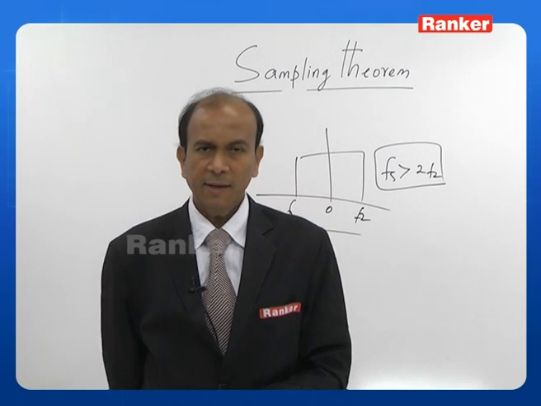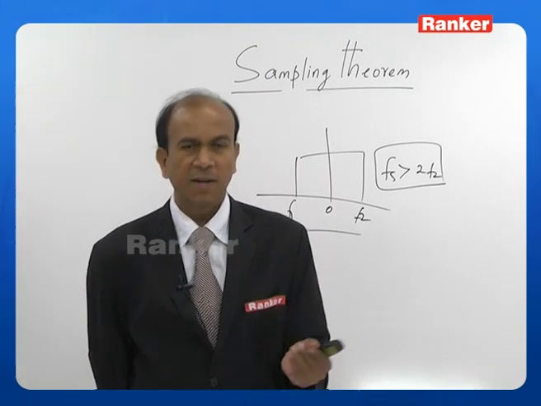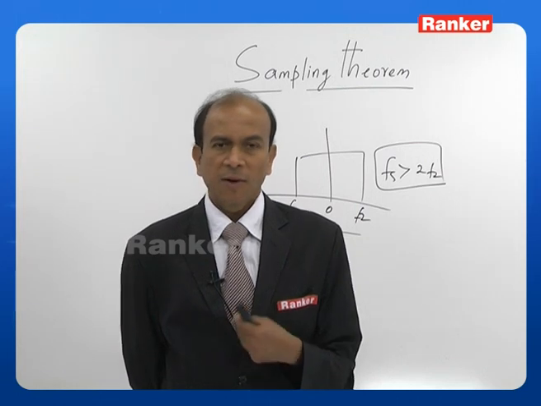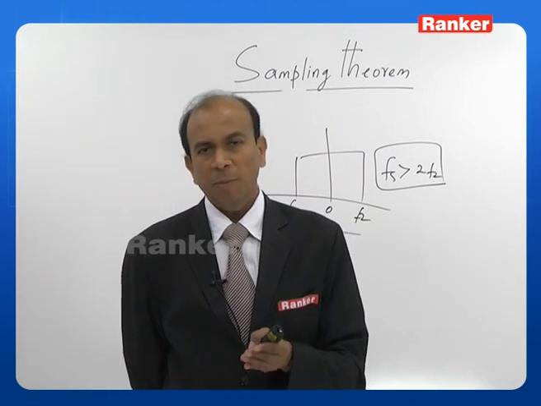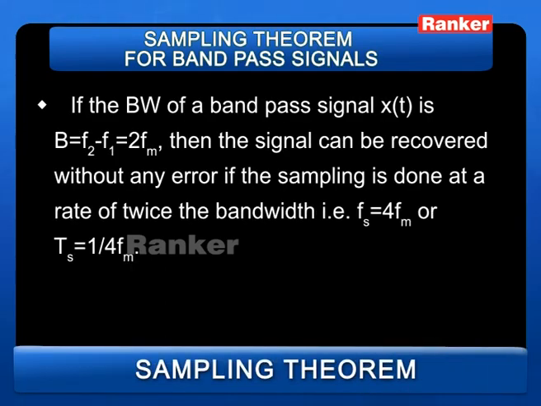So, let us now define a sampling theorem for band pass signals. Earlier we defined the sampling theorem for low pass signals. Now, let us see what modifications we have to make in the sampling theorem so that it is applicable to band pass signals also. If the bandwidth of a band pass signal x of t is equal to B, which is given by f2 minus f1, and that is equal to 2 fm, then the signal can be recovered without any error if the sampling is done at a rate of twice the bandwidth, that is fs is equal to 4 fm, or Ts is equal to 1 by 4 fm.